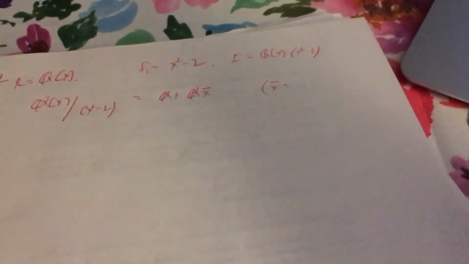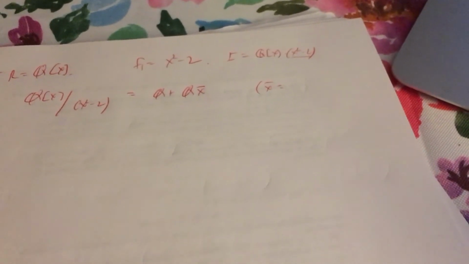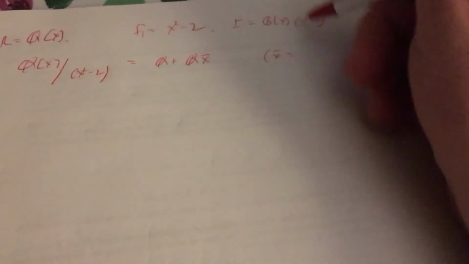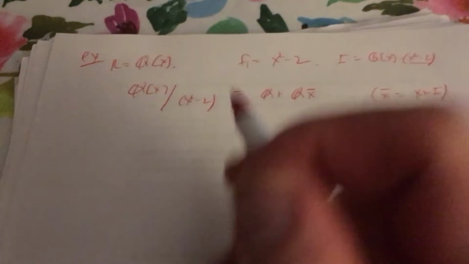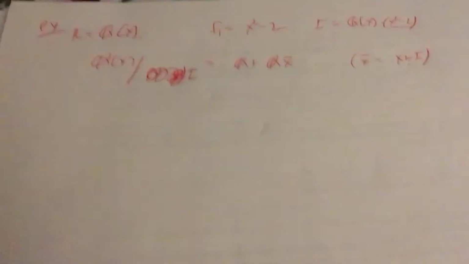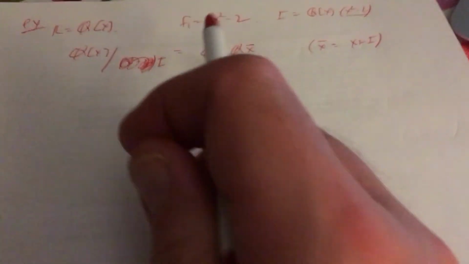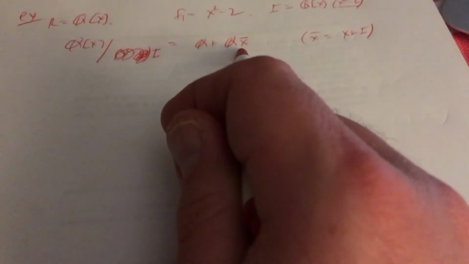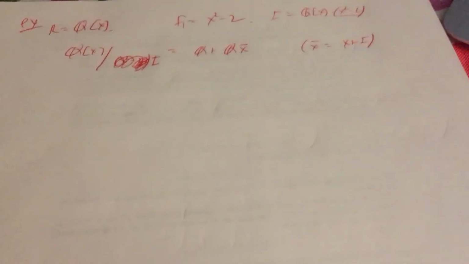So to be clear about what the ideal is: I take my polynomial x squared minus 2 and I multiply it by any element. Now x bar is just x plus I. So I claim that Q[x] modulo the ideal generated by x squared minus 2, and I should not be so informal, I should instead write Q[x] mod I, consists of elements that look like a rational number plus a rational number times x, and everything can be written that way. That's it. So in linear algebra terms, it's a two-dimensional vector space over Q.